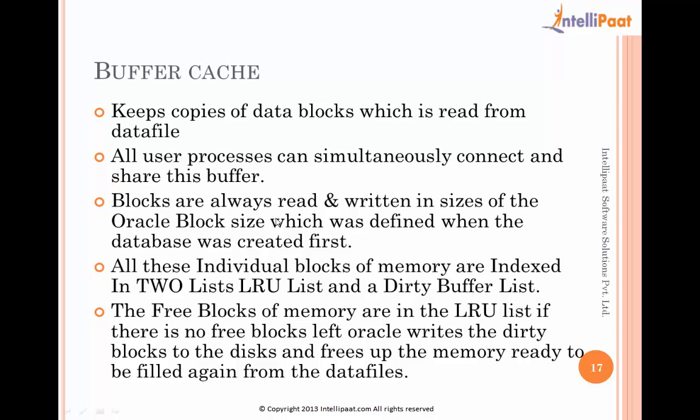Okay, now let us look at the second component, which is the buffer cache. The buffer cache keeps copies of data blocks which are read from the data file. All user processes can simultaneously connect and share this buffer. Blocks are always read and written in sizes of the Oracle block size, which was defined when the database was created. All these individual blocks of memory are indexed in two lists: the LRU list, that is the least recently used list, and a dirty buffer list.